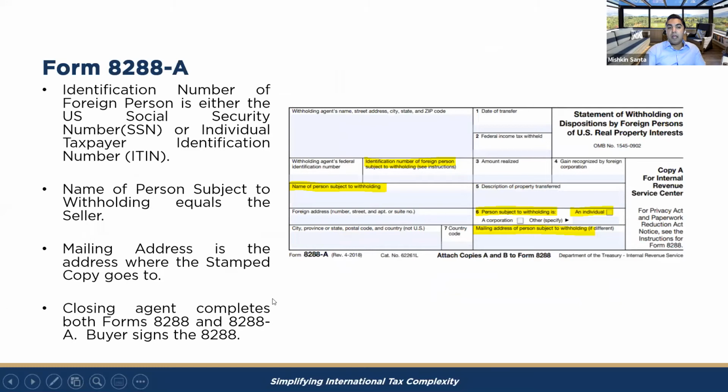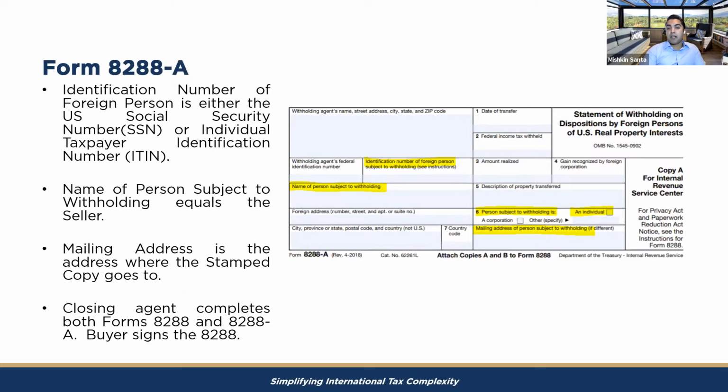Along with the 8288 and the withholding check, they'll need to complete Form 8288A. And this is the most important form of the whole process if you're going to allow the withholding tax to occur. I stress this so much when I talk to people over the phone that this is the big thing that you have to be careful with. And I've highlighted the sections that you need to make sure are done correctly.